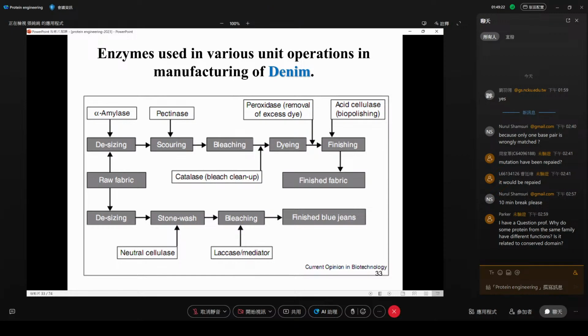So let me give you an example. This example will not be important in your midterm. I just give you an example of why the new versions of the enzymes are important. You just think about that.